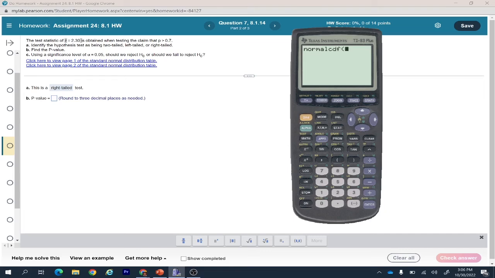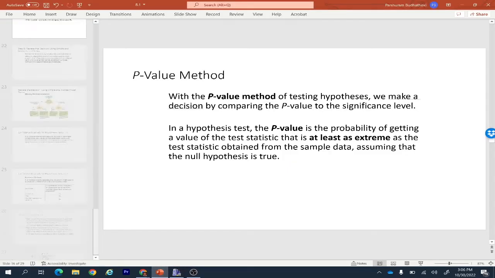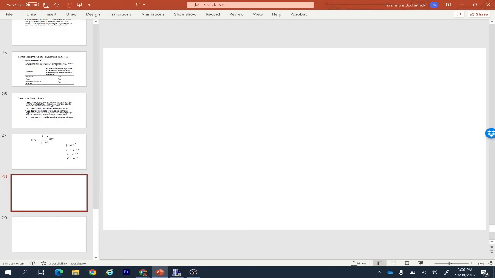We would like to find out the area under the curve from the z-score 2.3. That's the lower z value, and the upper z value is, let's say, a million. So we would like to find out the area under the curve to the right of this z-score. So this is what we are planning to do. This is a right-tailed test, and there is a z-score of 2.3.